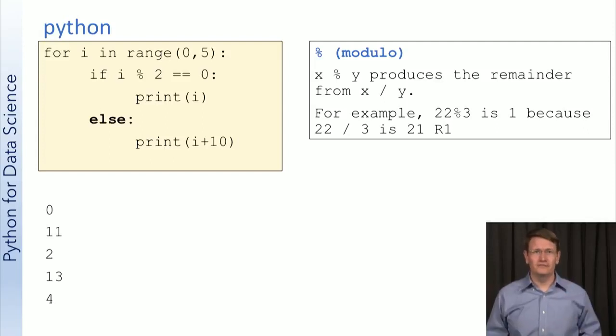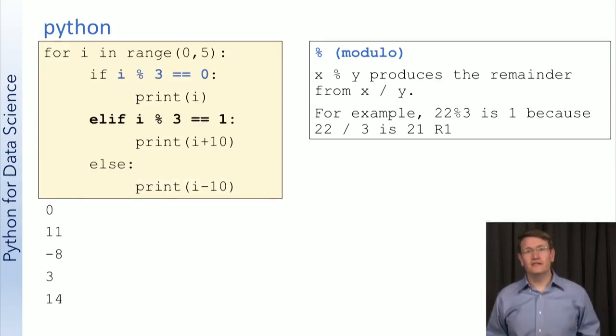Let's do one more of these. Now we're testing if I modulo 3 is 0. Notice the new if statement in blue. If I modulo 3 isn't 0, we next test to see if it's equal to 1 using else if. Notice that else if from other languages translates to elif in Python.